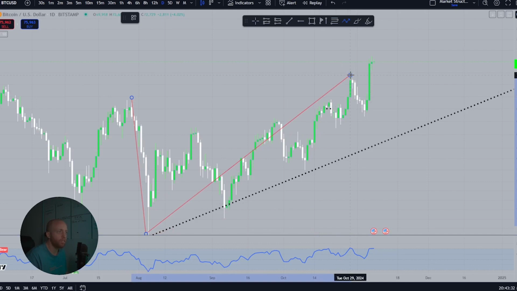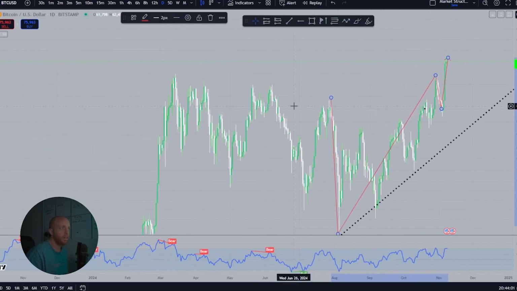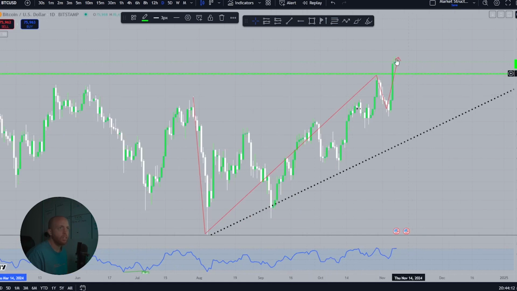We just broke, and we've been in here since July 30th. This is all internal. And then we broke. Now we can actually even come all the way down here before we break this again, you know. Anyways, that's pretty much market structure. It just tells you key levels that we need to break. Kind of like this right here. This was our all-time high, and see, we just broke that.